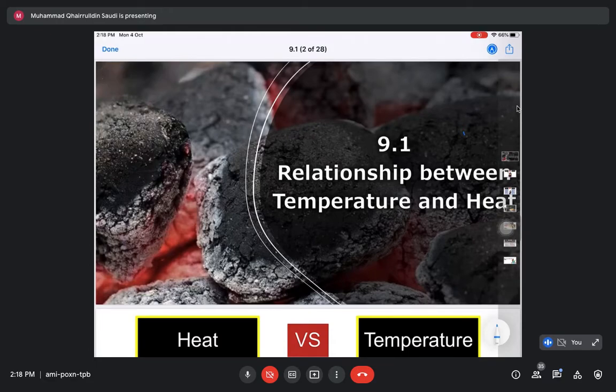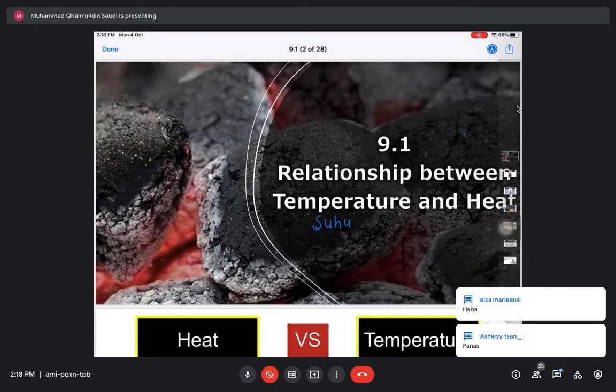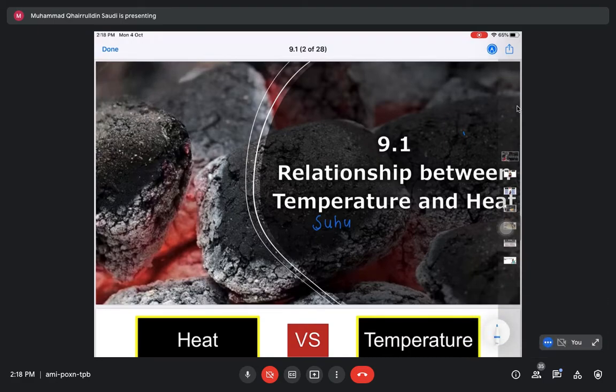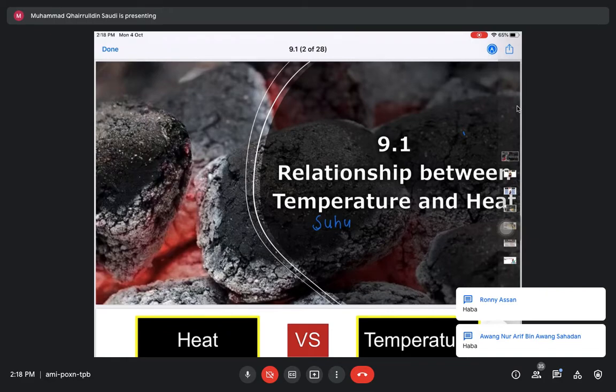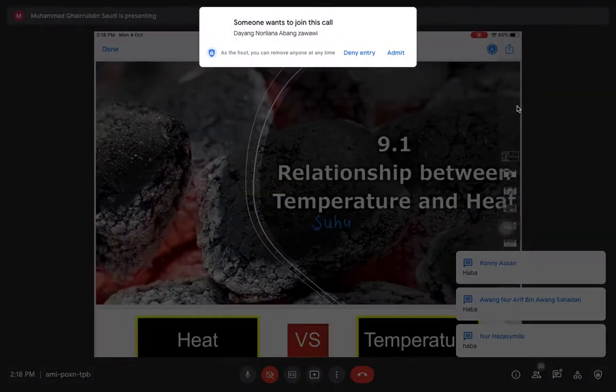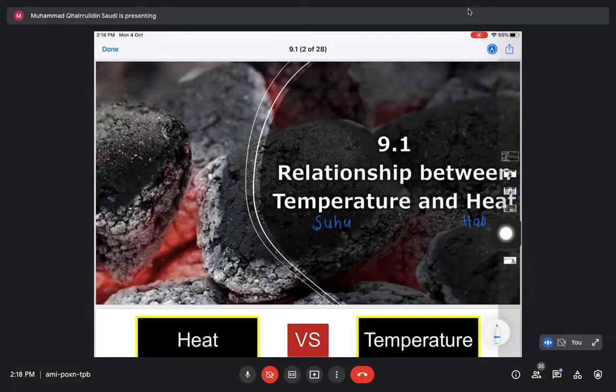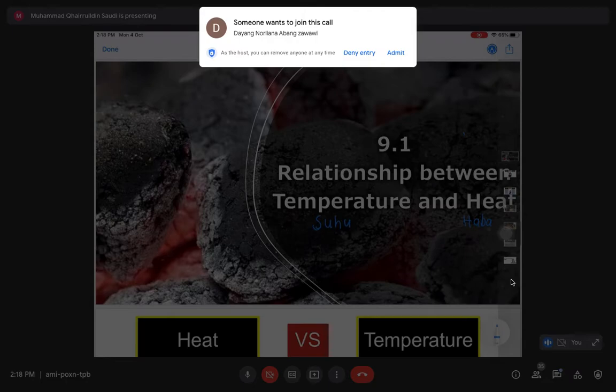Okay, what does temperature mean in Malay? Suhu. Suhu, good. How about heat? Haba or panas? We got two different answers there. Heat is haba or panas? Okay, good. So heat is haba. Good. Thank you. So we are going to see the differences between suhu dan haba.